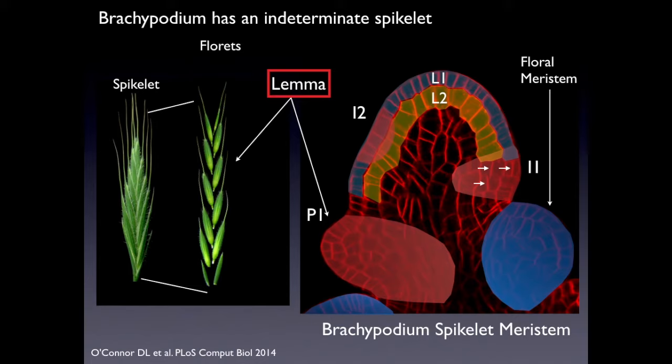And this is the first organ of that flower called the lemma. So we're going to look at the lemma during these developmental stages and see what those two clades, the sister of PIN1 and PIN1 clades, are doing in Brachypodium.